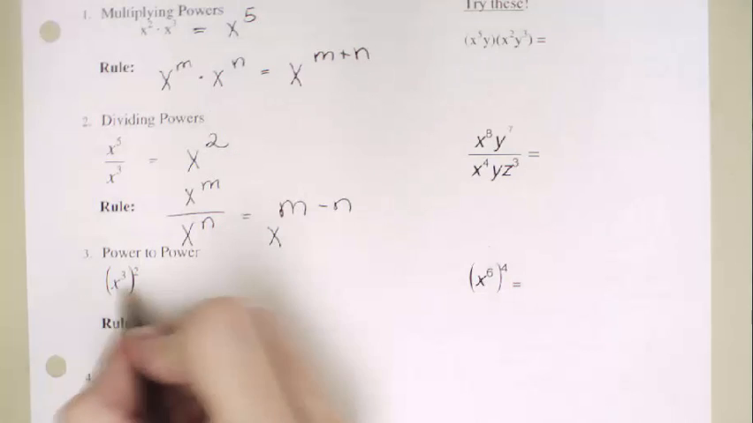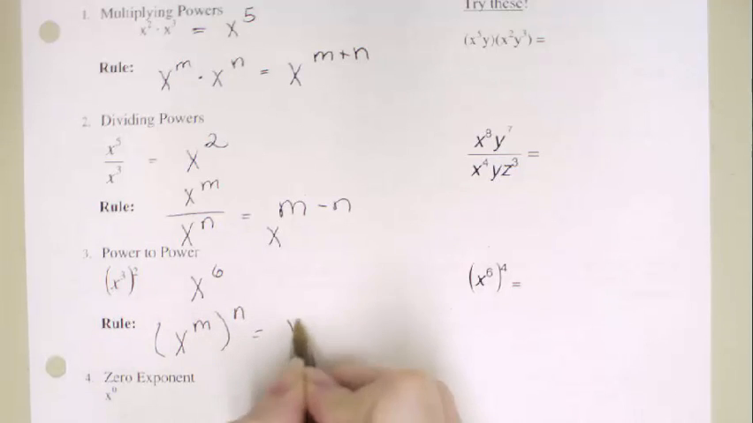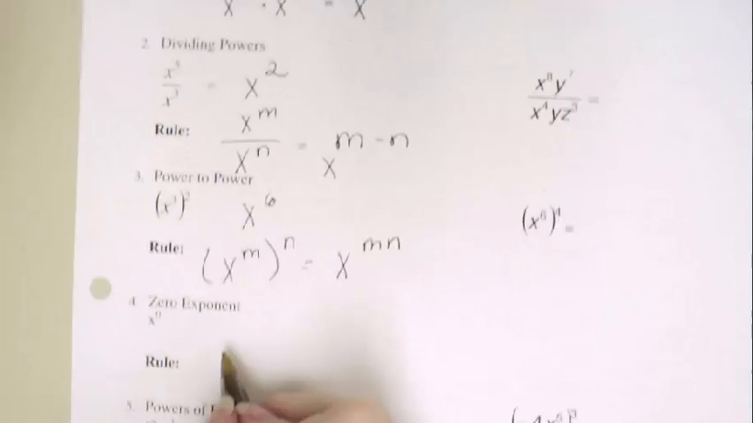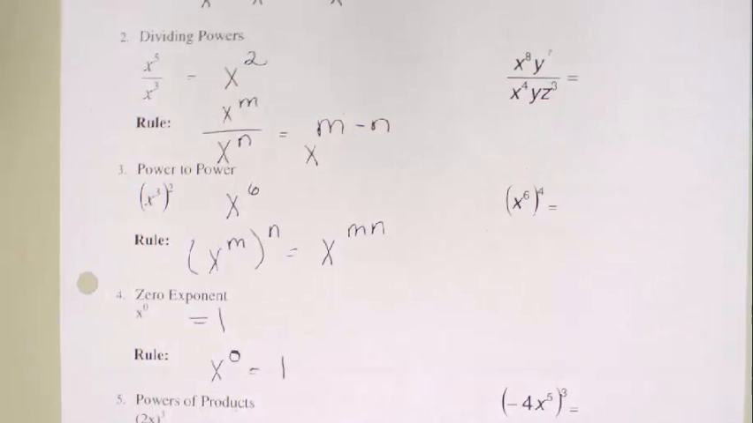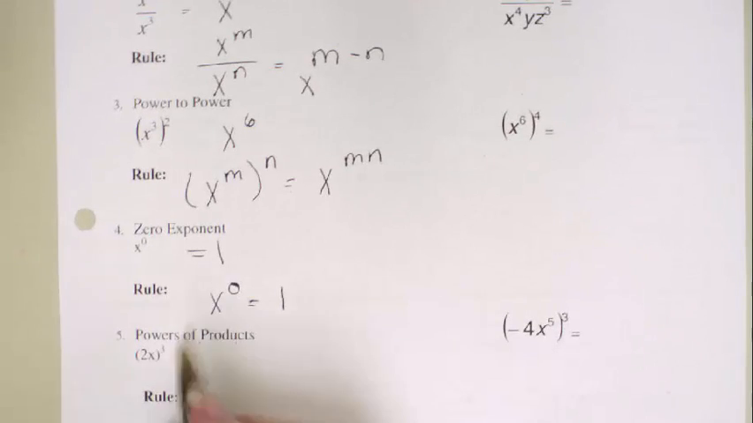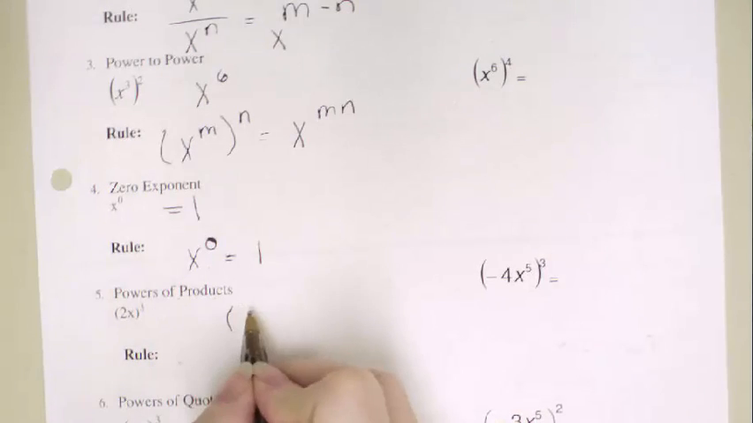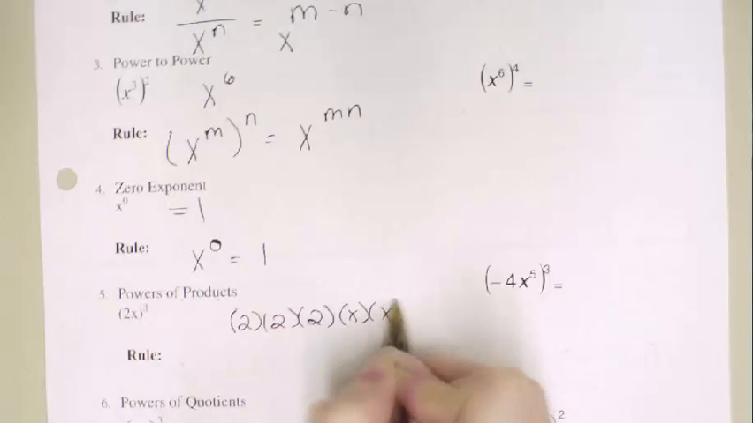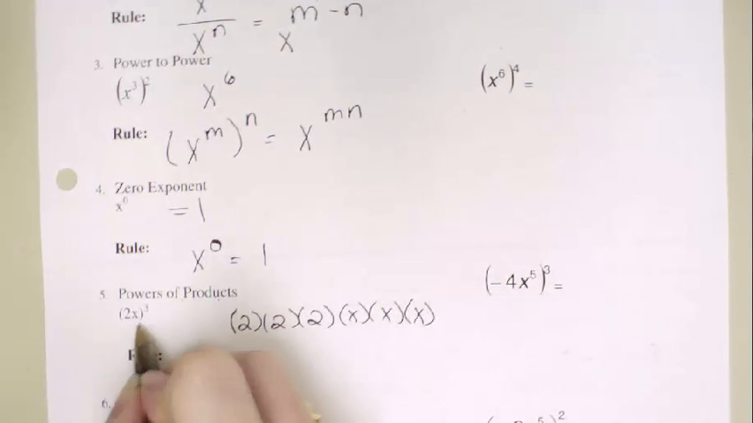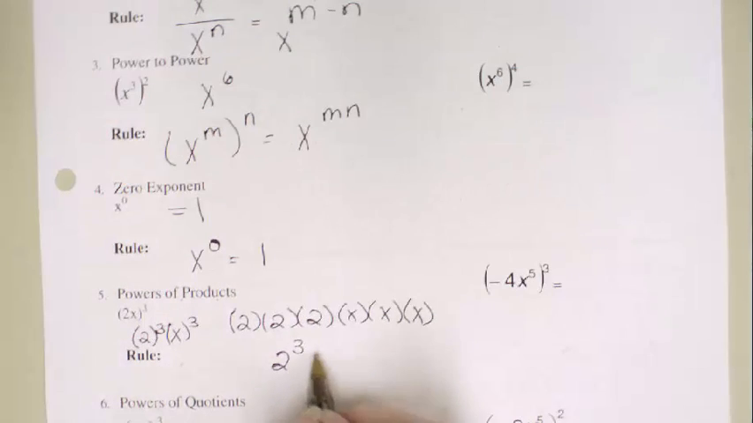Next one, power to a power, you multiply. Remember when we did that one? The 0 power means anything is 1. Anything to the 0 power is 1. And then lastly here, multiple things going on. So first, the 2 cubed would be 2 times 2 times 2, and the x times x times x. Each of those would get to be hit 3 times. So everybody gets involved. 2 cubed, x cubed, or 8x cubed.